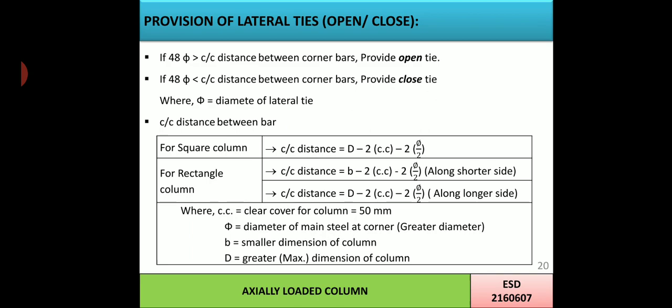Now ties are usually of two types, that is open tie or closed tie. Now when can we provide that one? If 48 times phi is greater than the center to center distance between the corner bars, provide the open tie, while vice versa, if 48 times phi is less than the center to center distance between the corner bars, provide the closed tie, where phi equals diameter of the lateral tie.